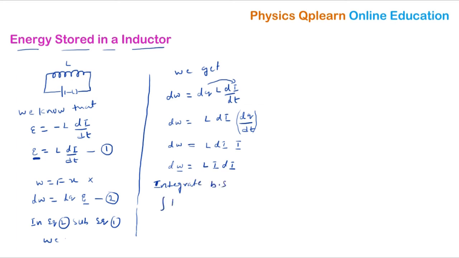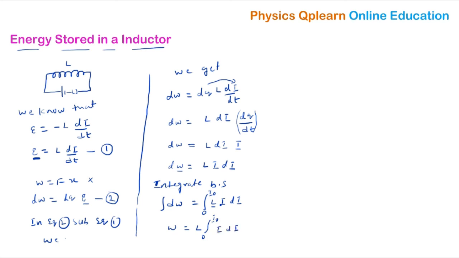So integration of dw is equal to integration of L into I into di. The integration we are doing is from 0 to I naught. I naught is the maximum current; it starts storing from 0 to I naught, the maximum. Here the integration of dw is equal to W. L is a constant, so take it outside the integration: L times the integration from 0 to I naught of I into di.